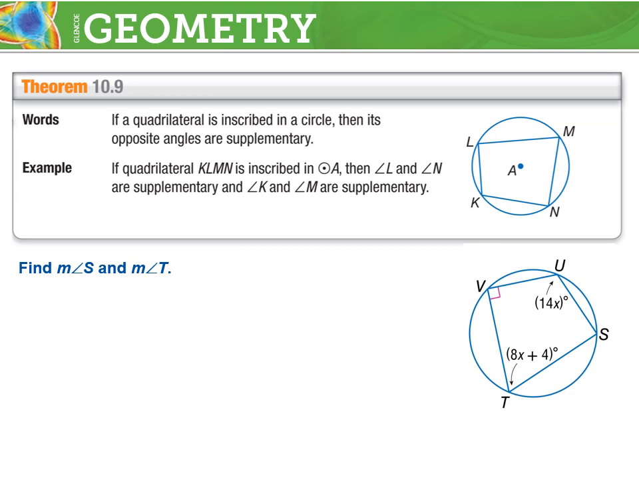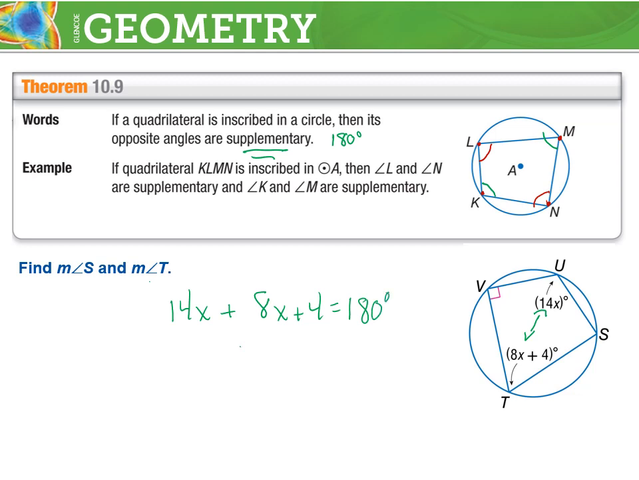Then we have this one where it's an inscribed quadrilateral. An inscribed quadrilateral has all of its vertices on the circle. It turns out that opposite angles, which are across from each other in the quadrilateral, add up to be supplementary, or 180 degrees. For this example, I've got 14x in the U corner and 8x plus 4 in the T corner. So 14x plus 8x plus 4 equals 180 degrees.